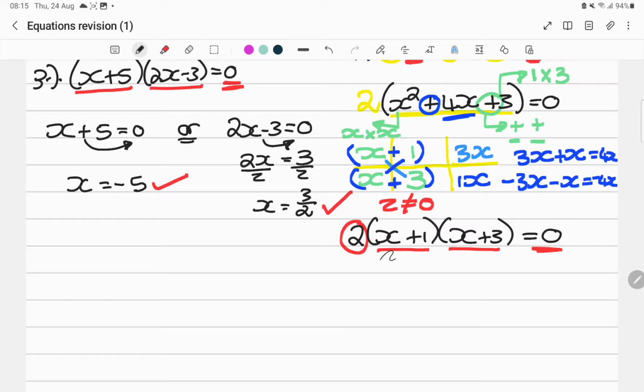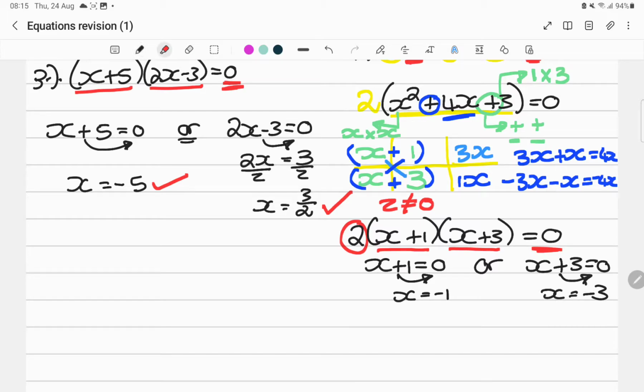Alright, so now we're going to take our first bracket, which is x plus 1, and put it equal to 0, or we have our second bracket, which is x plus 3 equal to 0. Take over your plus 1, it becomes x equal to negative 1. Take over your 3, it becomes x equal to negative 3. And there's your two answers.